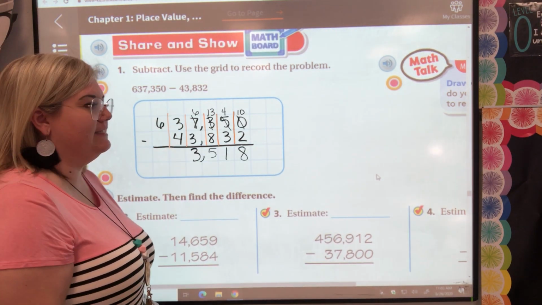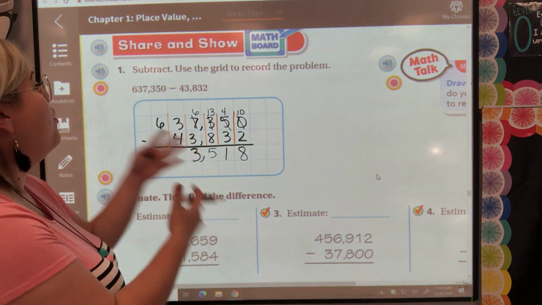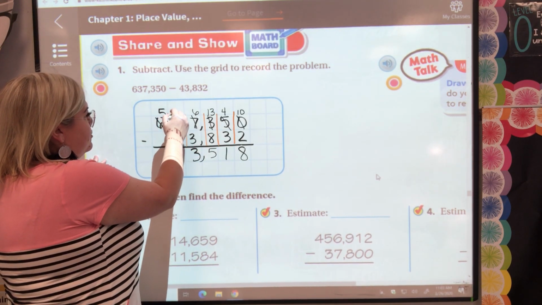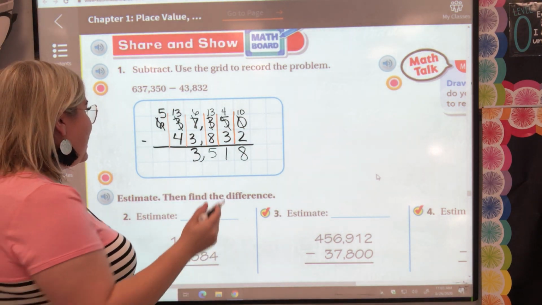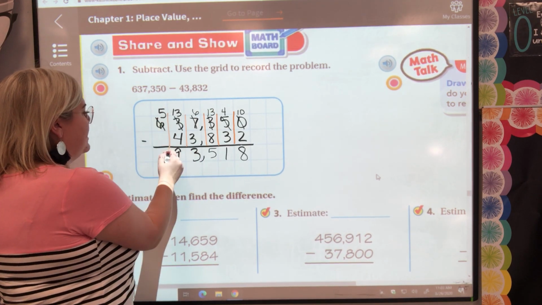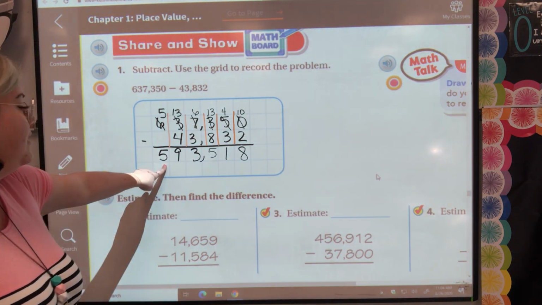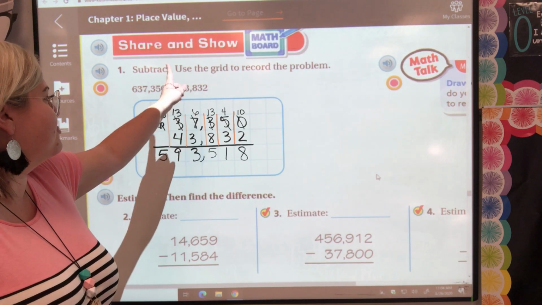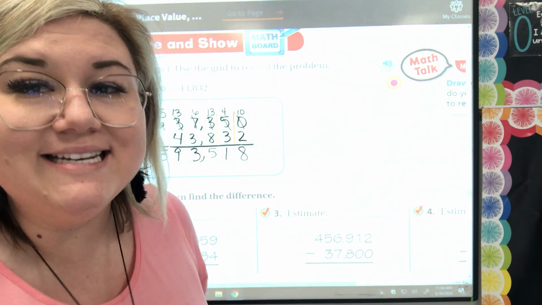3 minus 4 is, did you say 1? Don't say 1 because we can't do 3 minus 4. We have to borrow from our neighbor. 6 becomes a 5. That 3 becomes a 13. 13 minus 4 is 9. 5 minus nothing is 5. We did it. Yay. Read that number to me. You just made that. What is that? 593,518. This problem we did not have to estimate, but we get 2 on the next one.